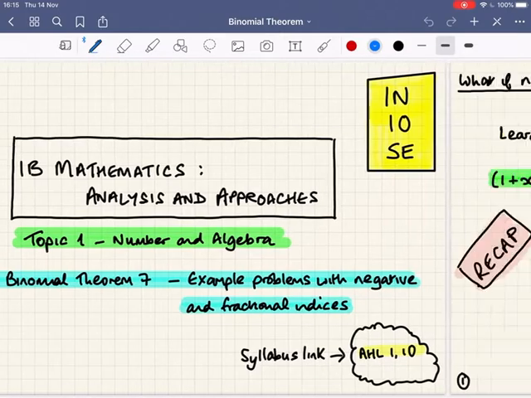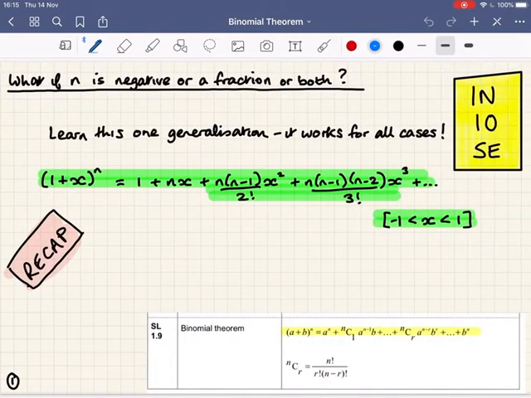Without too much further ado, just to recap, we'd said if n is a negative or a fraction or both, let's learn this one generalization. It works for all cases. We think about (1 plus x) to the n as being, and what we've done here is we've taken the binomial formula, but instead of having a plus b, we've made a equal to 1. And instead of writing out the nCr notation, we've written down its alternative form, so nC2 as n times (n minus 1) over 2 factorial, so that we can use that for negative or fractional terms where we couldn't with nCr.